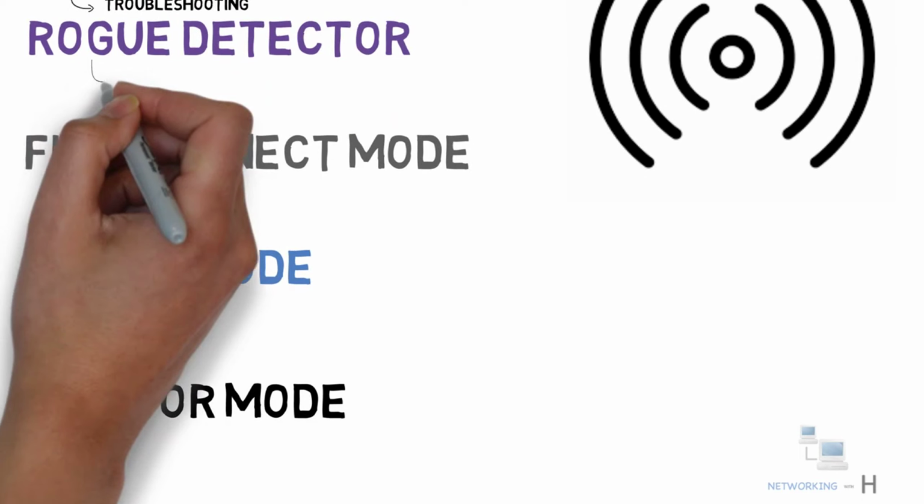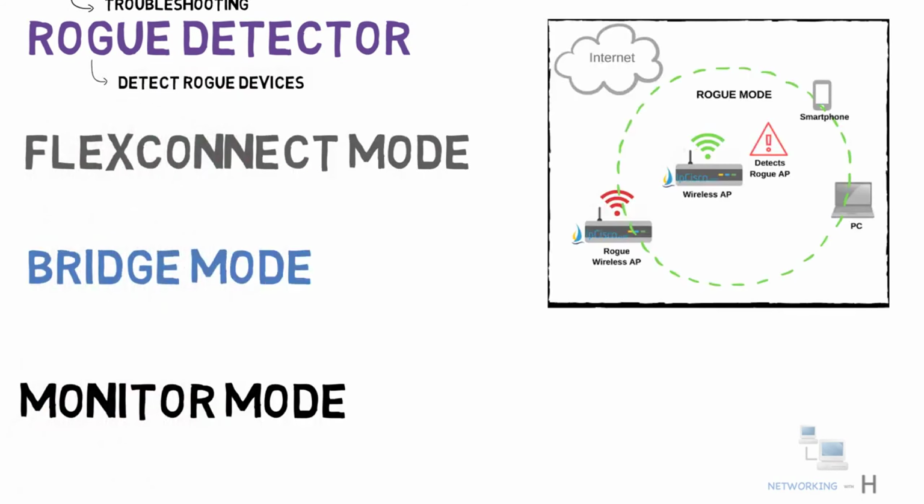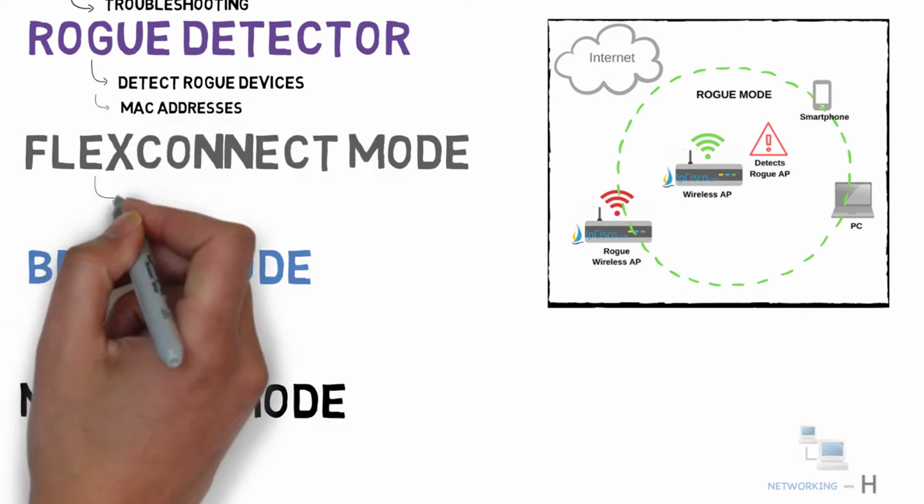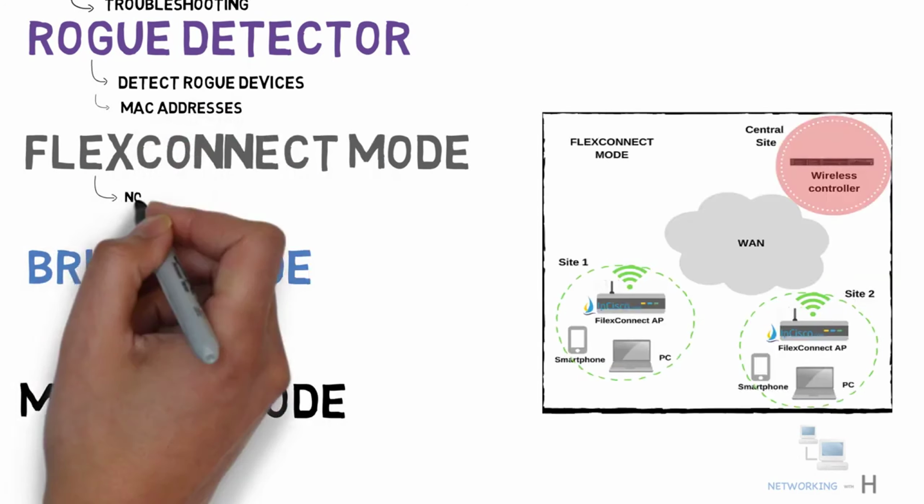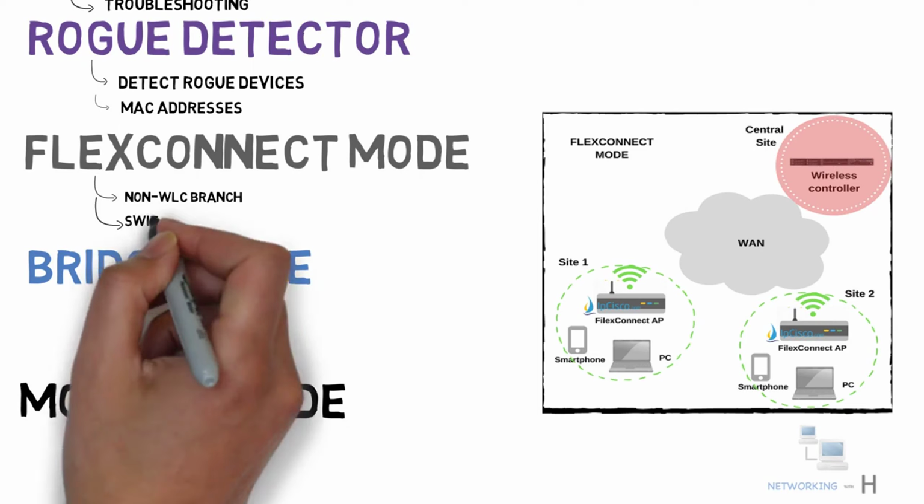The next mode we have is rogue detector mode. Rogue detector mode is the access point mode that is used to detect rogue devices. This detection is based on the MAC address. The next mode we have is FlexConnect mode. If you do not want to use a wireless LAN controller at every branch, FlexConnect mode is the mode that you should use. With this FlexConnect mode, your access points do not need to connect to the WLC always. Even if your connection to the WLC is lost, it continues to switch your traffic locally without the WLC.